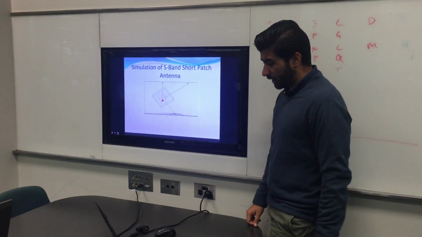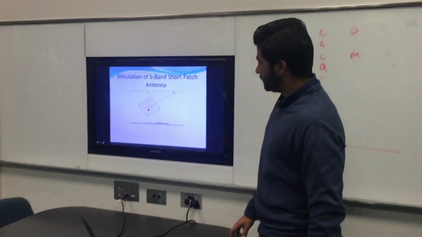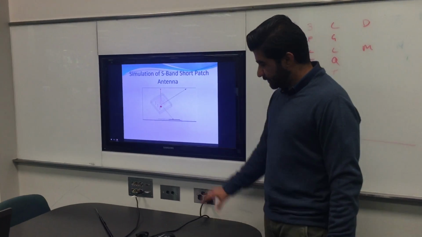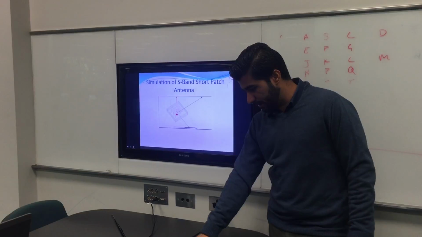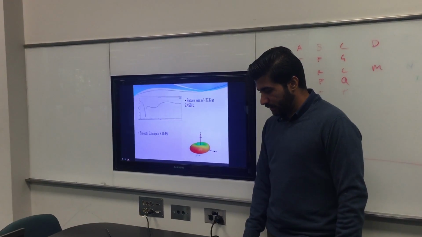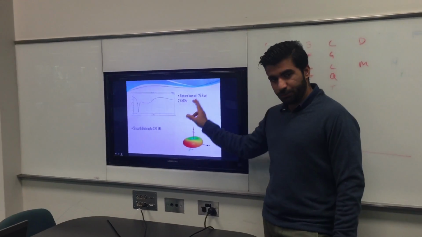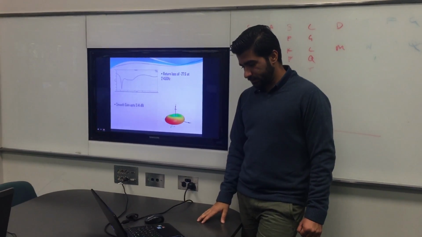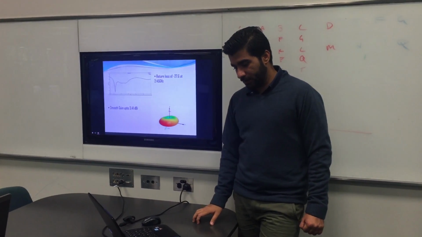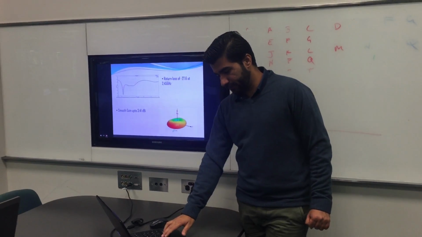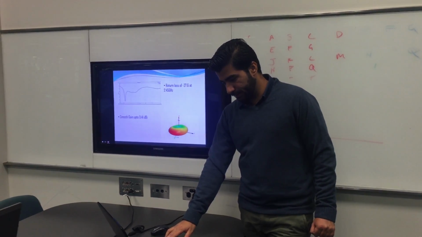Next, I simulated an S-band short patch antenna. As you can see, the configuration there has a return loss of around minus 27.6 dB at 2.45 gigahertz. It has a smooth gain of around 3.41 dBi.